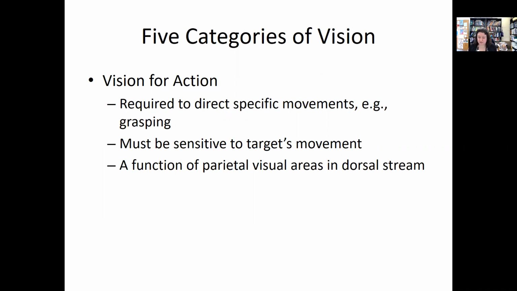So the first one is vision for action. And this is visual processing that's required to direct specific movements. And so it includes things like reaching, ducking, catching, things along those lines. It's in the parietal visual areas of the dorsal stream.